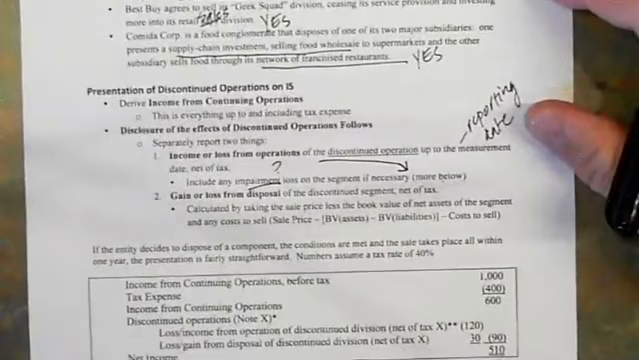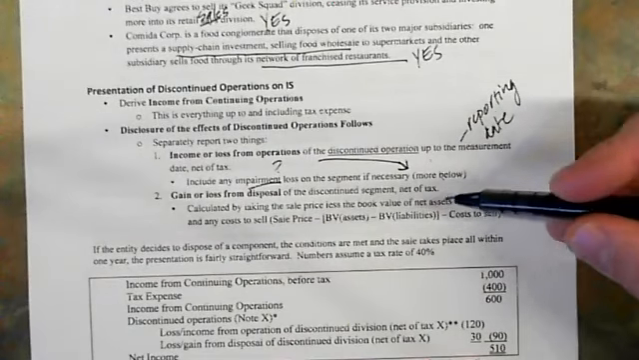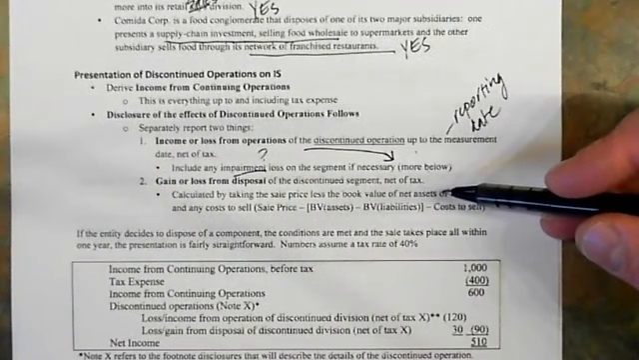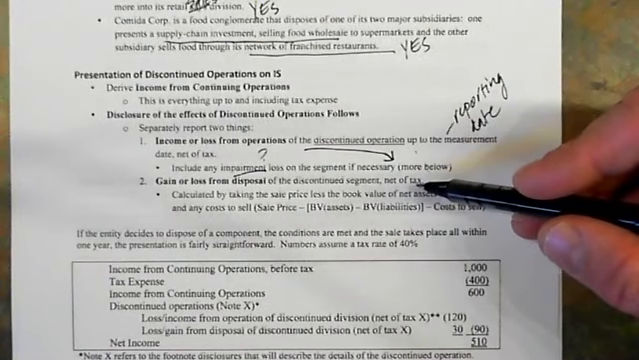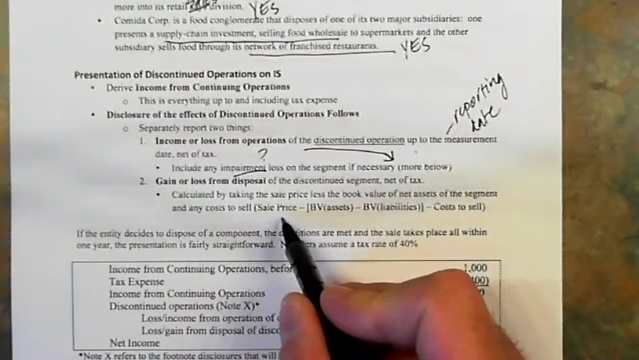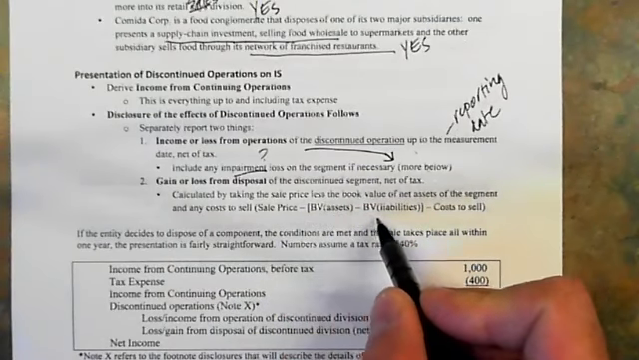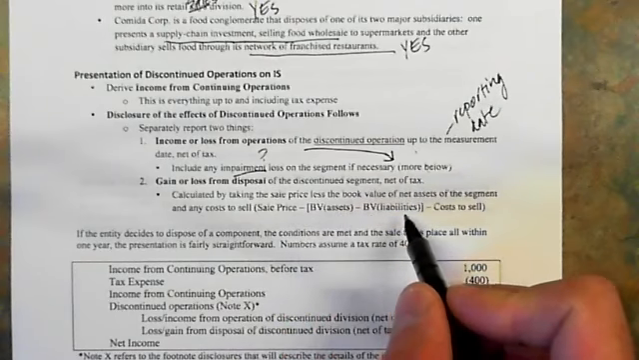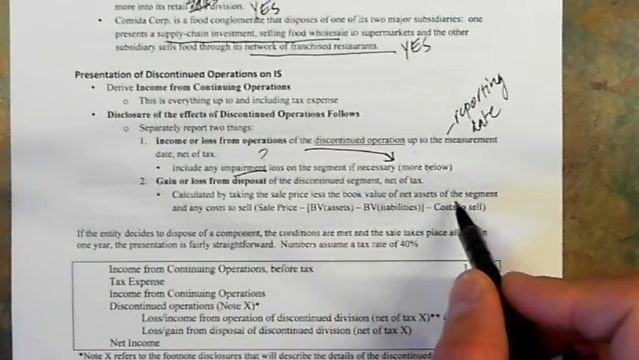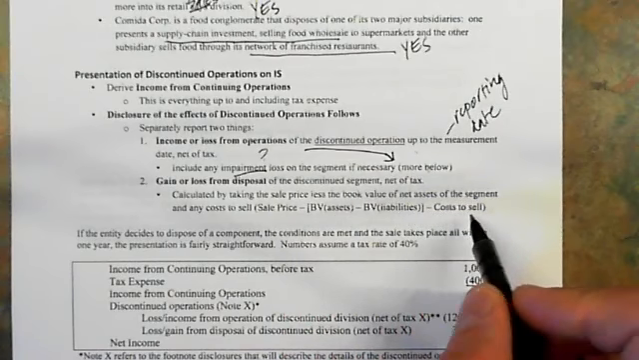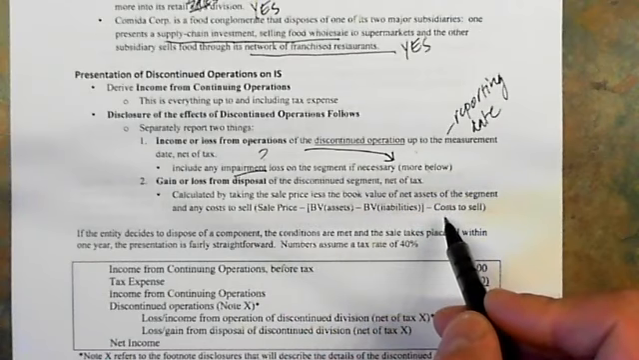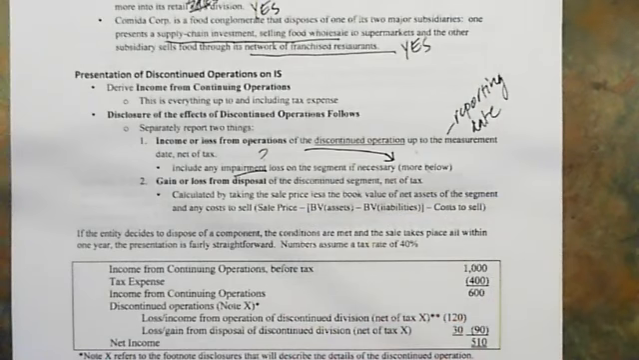The second is a gain or loss from disposal, right? This is when we actually sell the discontinued division. When we sell it, we are going to, again, express it net of tax. But the way that we calculate the gain or loss is by taking the sale price, subtracting the net assets, that is the book value of assets less the book value of liabilities, and then also considering any costs to sell, right? Sale price less the book value, less liabilities, less cost to sell.